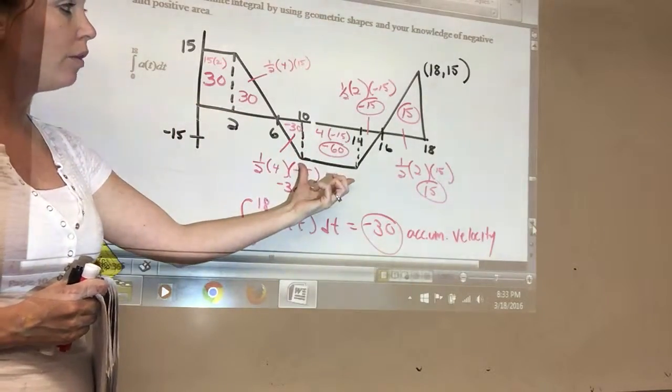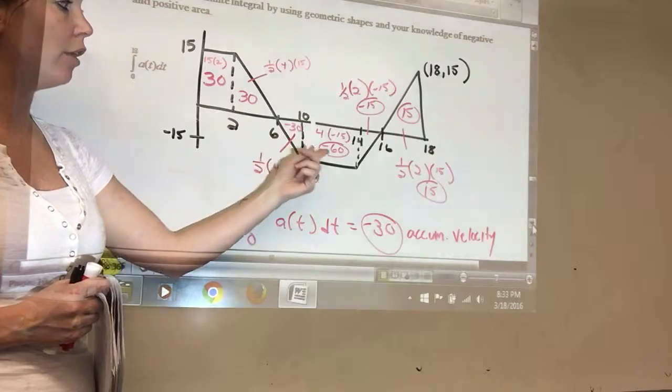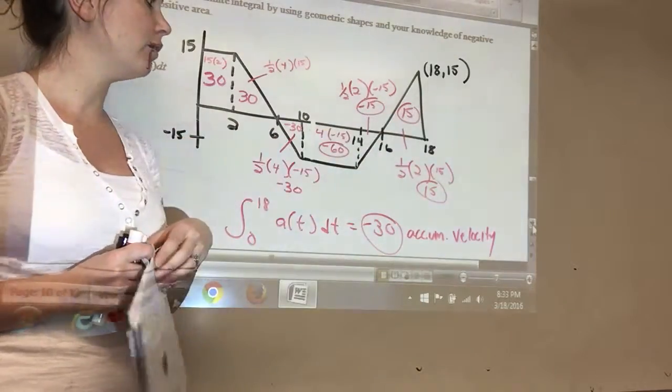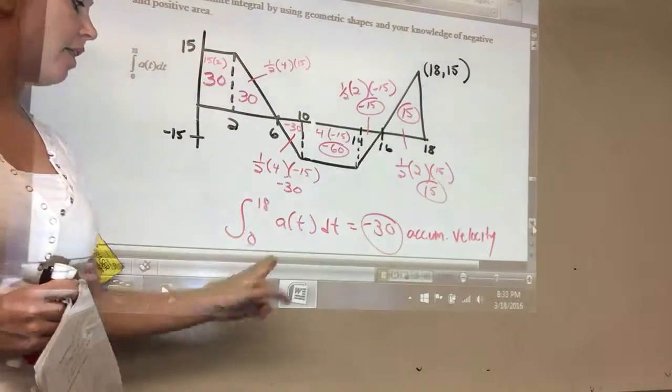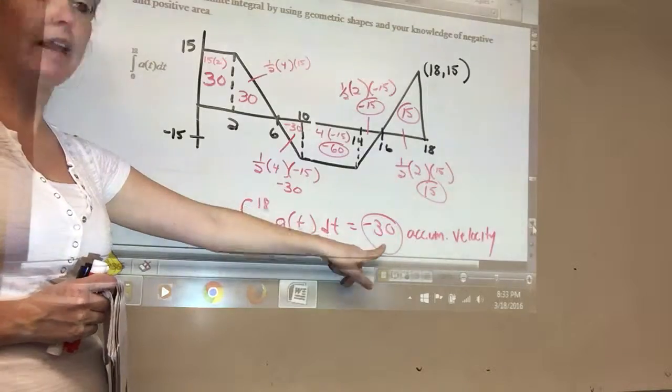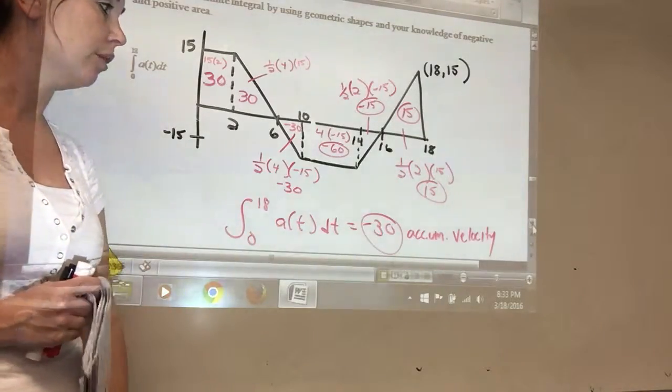So I have 30 and 30 down here. Since these are below the x-axis, I have my negative 30, my negative 60, and negative 15. Over here I have my positive 15, and then when I added all that together, going from the integral from 0 to 18, I ended up getting negative 30. So hopefully you got that too.